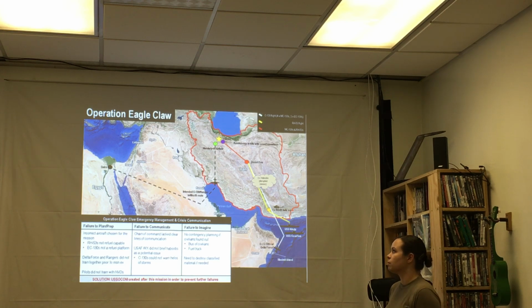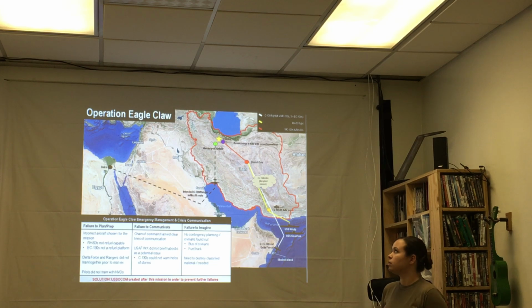So starting out with the timeline of events that happened with this operation. 6 C-130s took off from Masirah Island, which was just off the southeast coast of Oman, and they were to fly into Iranian airspace and rendezvous at the Desert 1 landing zone in central Iran. Additionally, there were 8 RH-53 helicopters that were going to take off from the USS Nimitz, which was waiting in the Gulf of Oman just south of Iran.